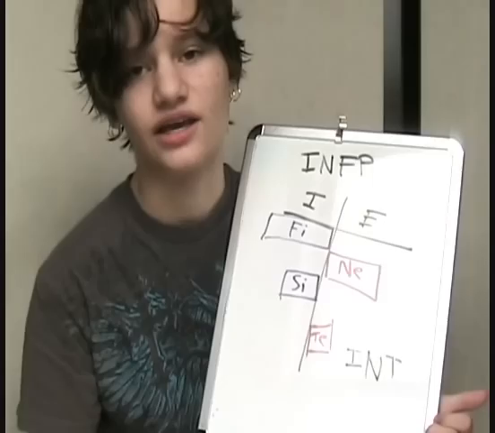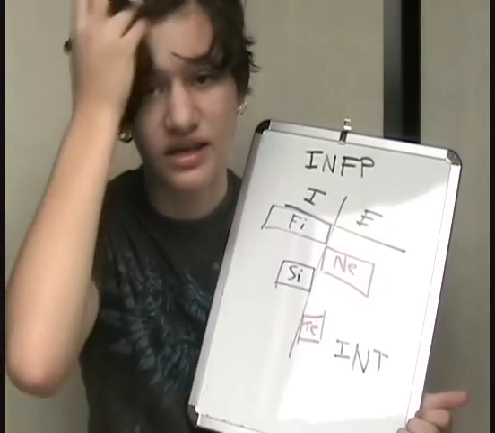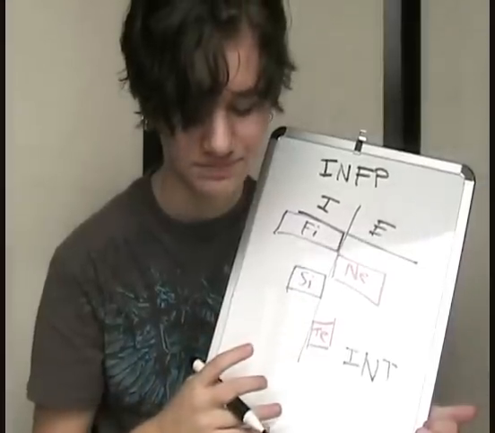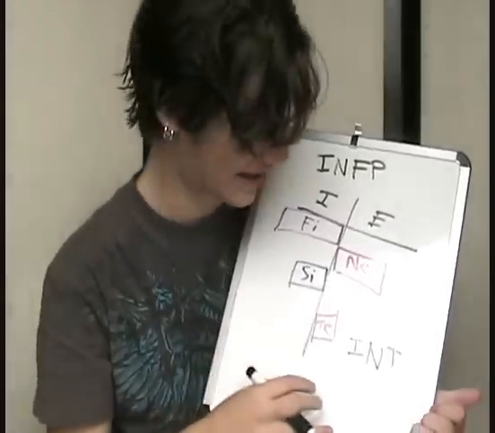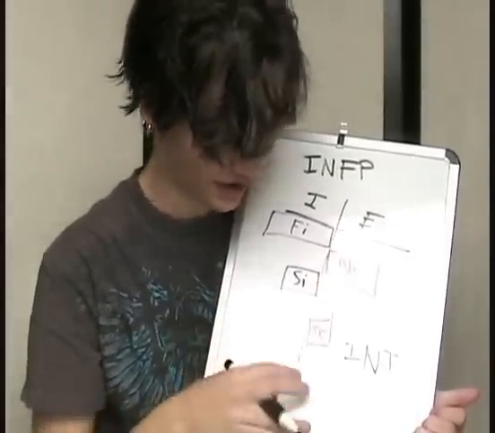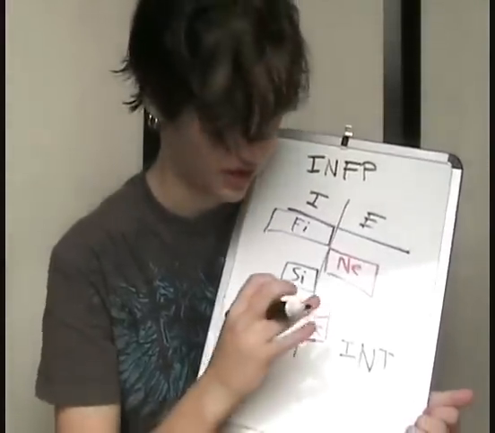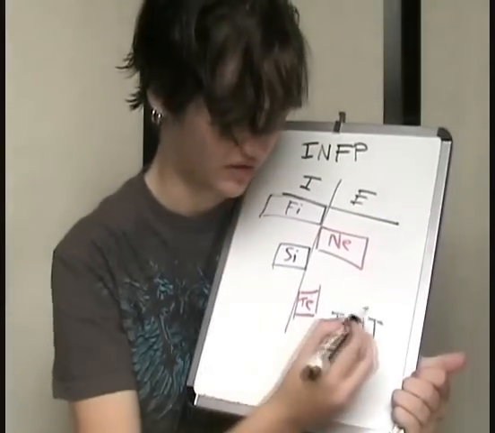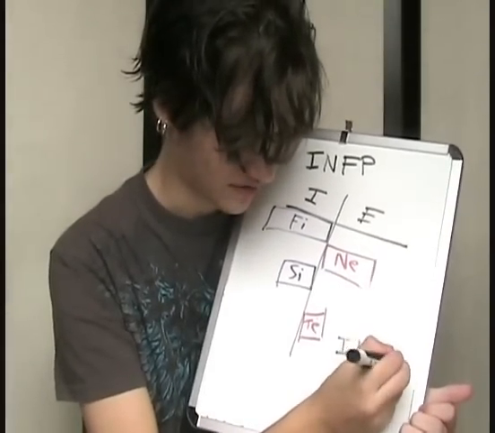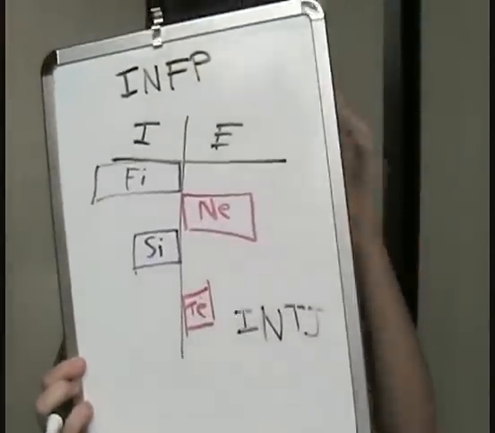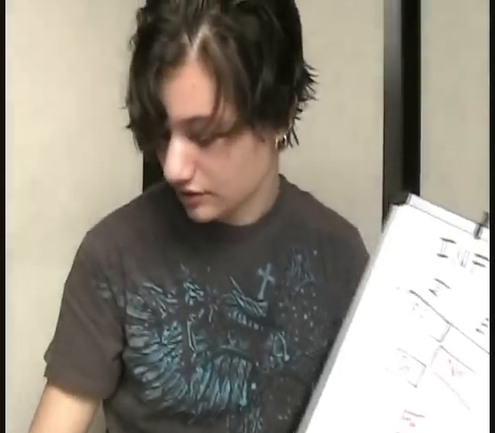And then INTJ, if you look at the functions, has intuition before it has thinking. INTP has thinking before it has intuition, so they type me as INTJ. I guess it's not that hard of a mistake to make, but it's still incorrect. And you can do this with anyone, really.